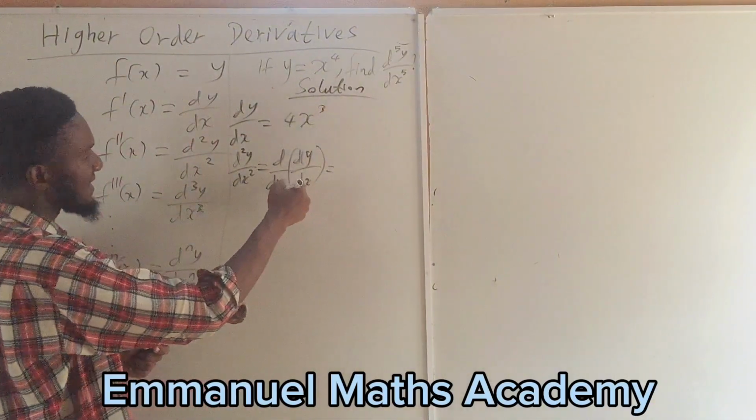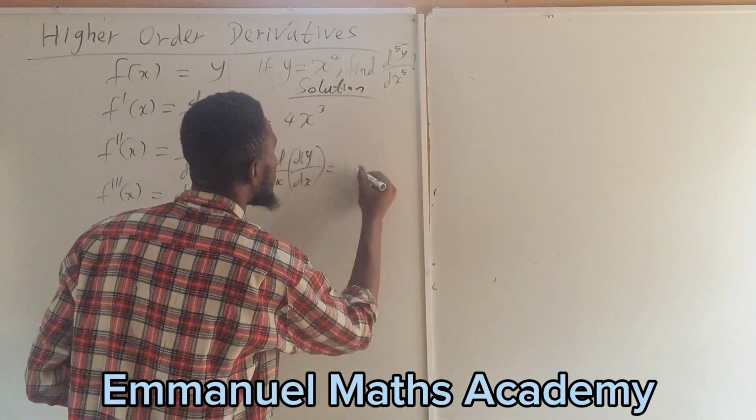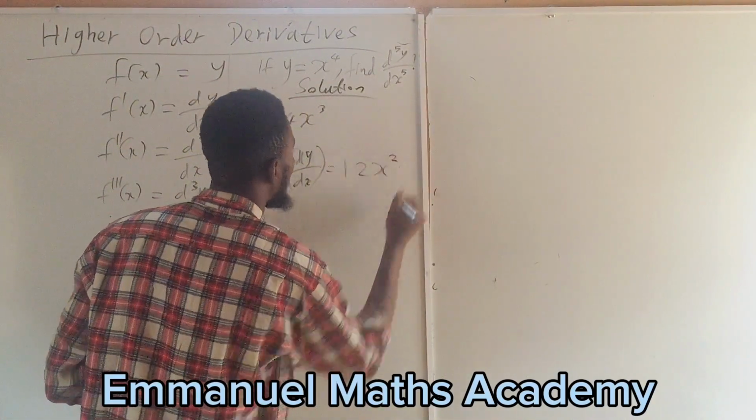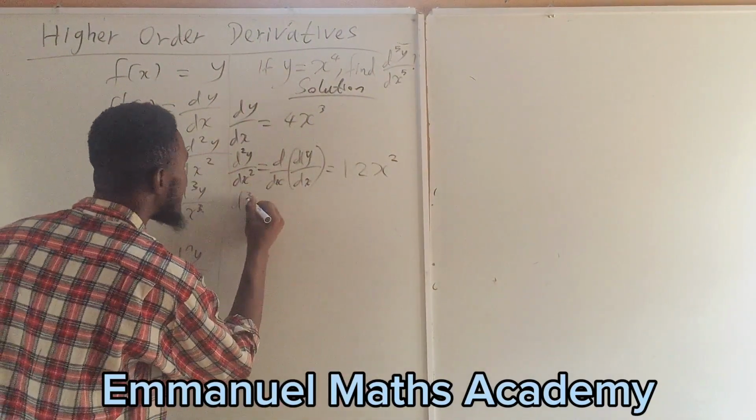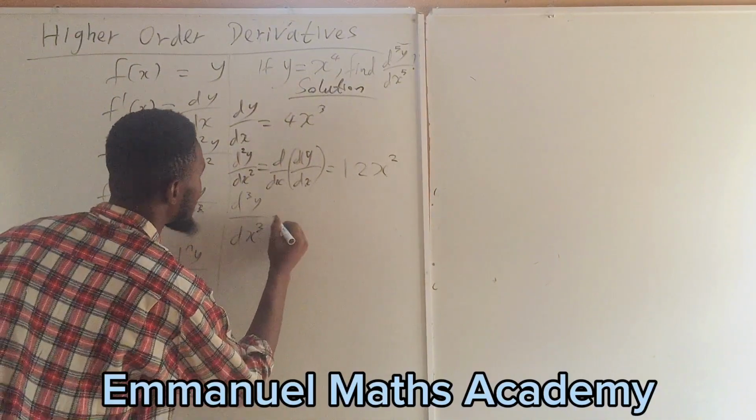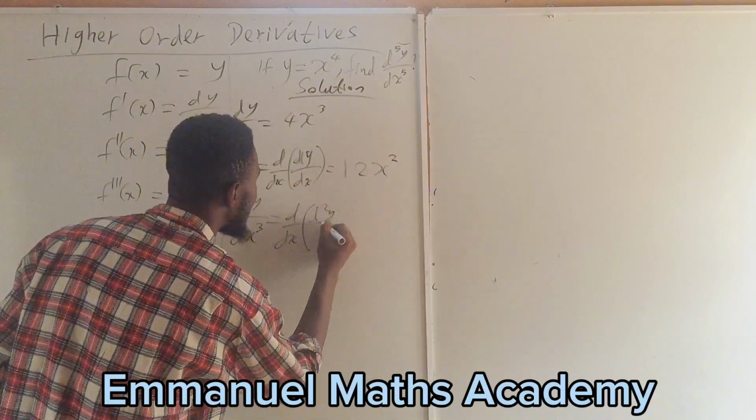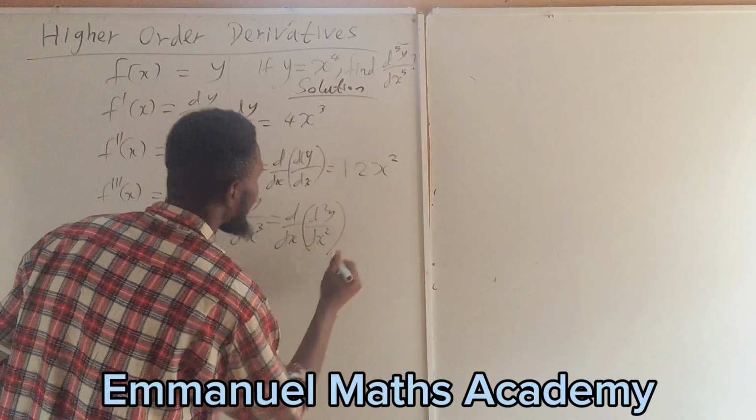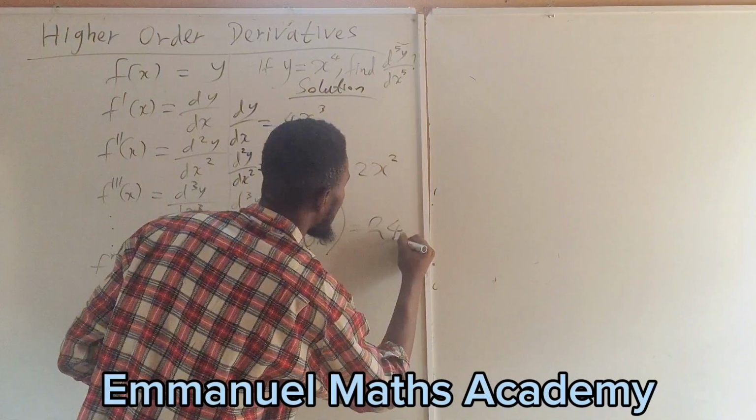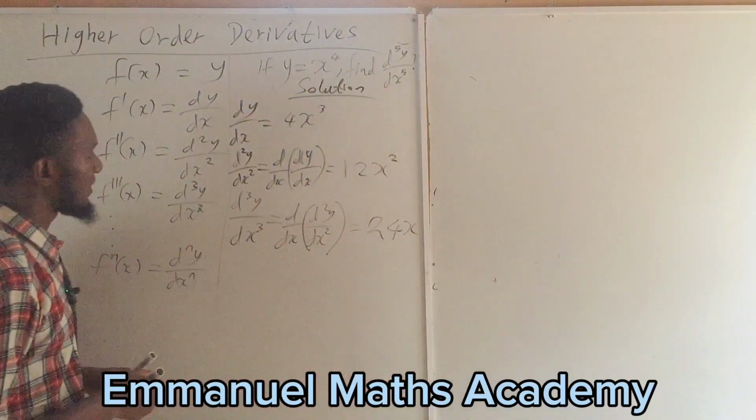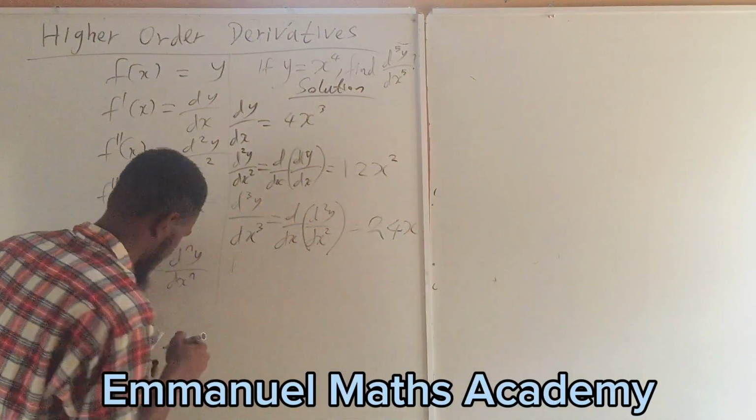So what is our dy/dx? This is our dy/dx. So differentiating it the second time, we have 12x power 2, right? Then if you have to differentiate it again, you have d cubed y over dx cubed equal to d over dx, differentiating this second derivative. Then if you differentiate this again, you have what? 24x, right?